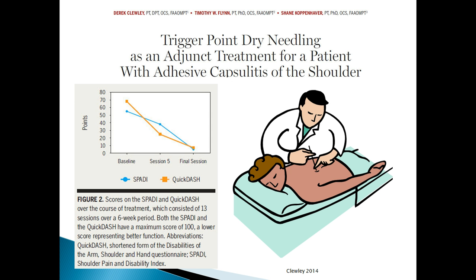Another method to address trigger points of the shoulder girdle is to apply dry needling. In a small case study by Cluley et al. in 2014, a patient with adhesive capsulitis was successfully treated using dry needling in a multimodal treatment approach. This infers that patients with myogenic dysfunction and pain can benefit from this treatment, and it might be beneficial for patients with pain resulting from other rotator cuff disorders.